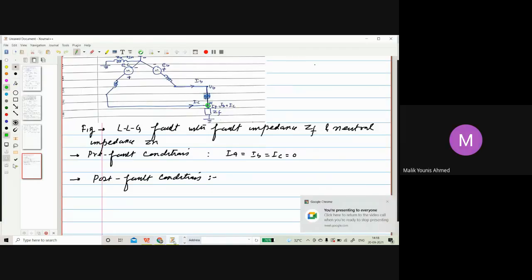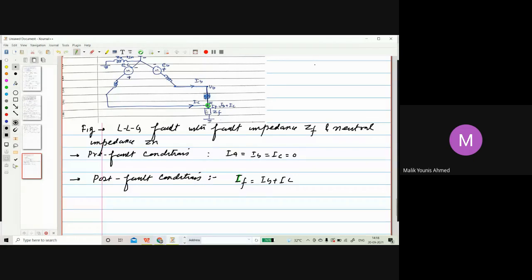Okay, have a look. See there, if you apply a KCL there, then IF will be simply equal to fault current. Fault current will be IB plus IC. Why? Because IB is coming like this, IC is coming like this, IF is going down. Okay, that will be 1. Voltage here will be same as voltage here. Both points, there is no impedance in between.